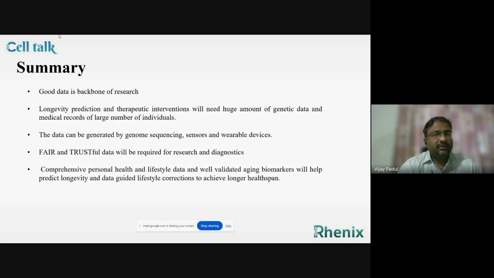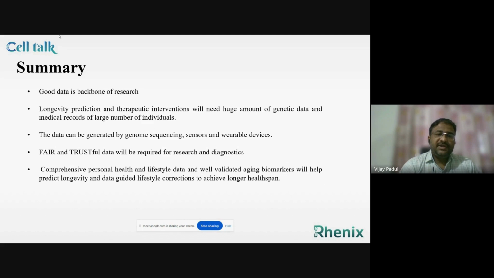So coming back to the summary, good data is the backbone of good research. Every research requires good data, and it should be made a practice to get the data in a good form, so that whatever research outcome comes up becomes applicable and useful. Longevity prediction and therapeutic interventions will need a huge amount of genetic data and medical records of a large number of individuals, and that will require development of databases that will store that data in a more granular form, and that data will be accessible to different research groups also.